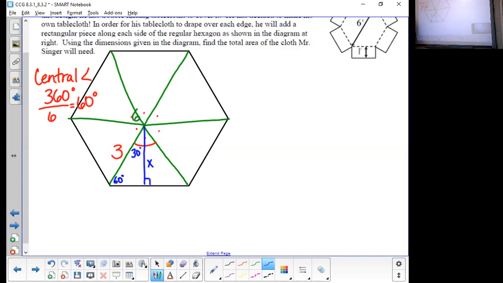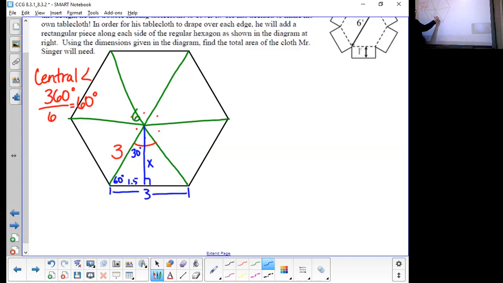The triangle shortcuts will only work for hexagons. If you have a shape other than a hexagon, you have to do right triangle trig, so sine, cosine, or tangent. Since this is going to be an equilateral triangle, the entire base of my triangle here is 3. Then I can find the short leg would be 1.5 because it's going to be half of the length.